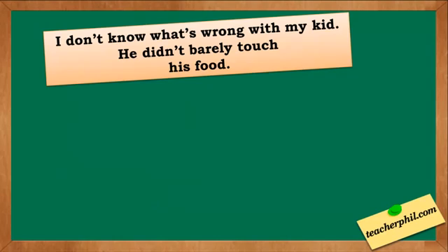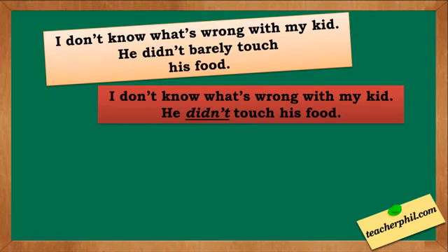Number 2. I don't know what's wrong with my kid. He didn't barely touch his food. The correct answer is, I don't know what's wrong with my kid. He didn't touch his food. The two negatives in this sentence are didn't and barely. We can say he didn't touch his food, or we could also say he barely touched his food.